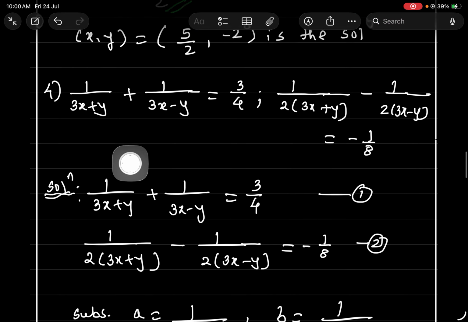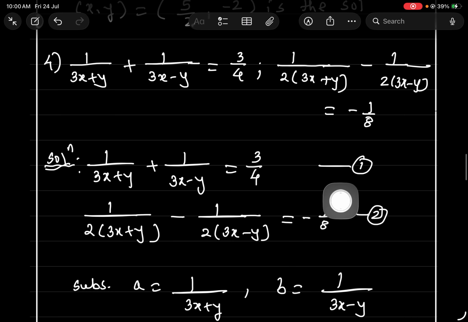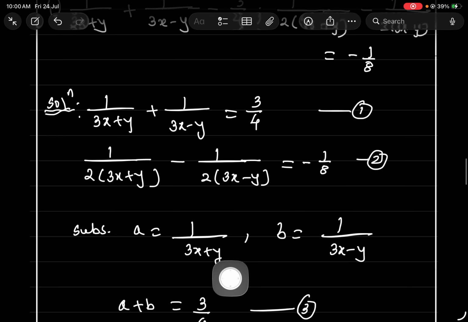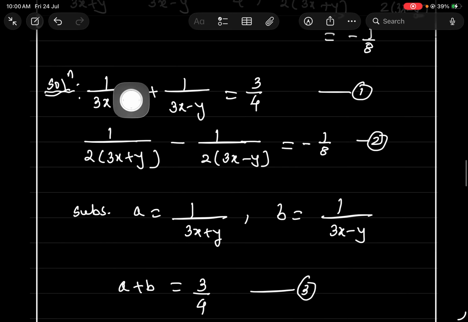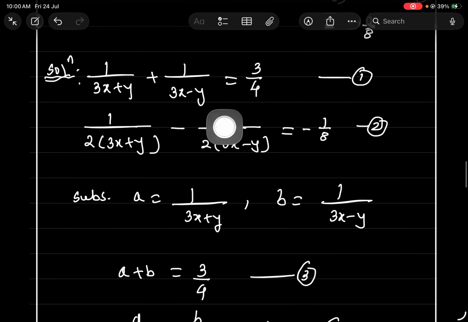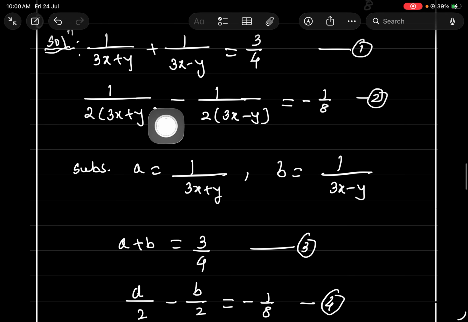Okay, then next, now here two equations are given: 1 upon 3x plus y, 1 upon 3x minus y, equal to 3 upon 4, and this is another equation. So here we write a equal to 1 upon 3x plus y and b equal to 1 upon 3x minus y. So very simple. Here a plus b equal to 3 upon 4, and there is another one.